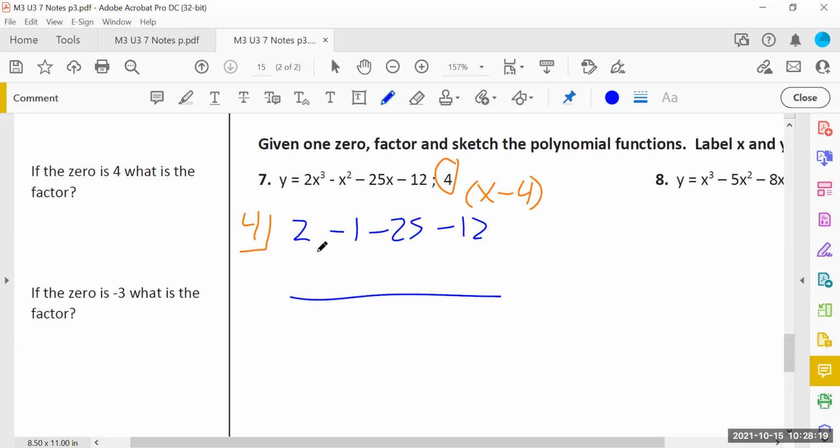Emily, what would be my first step? Bring the 2 down. So again, that's always the pattern. Bring that first number down. Then what do I do next? Kathy, what do I do next? Little louder. So we brought the 2 down. What do I do with that 2? Do you remember?